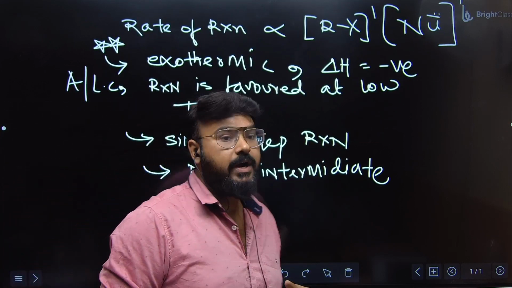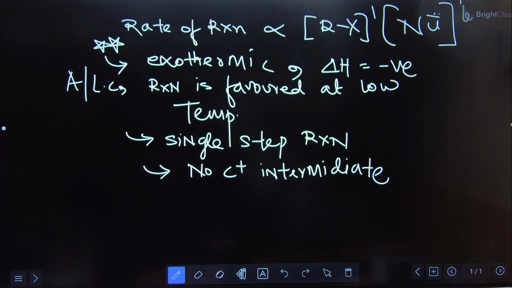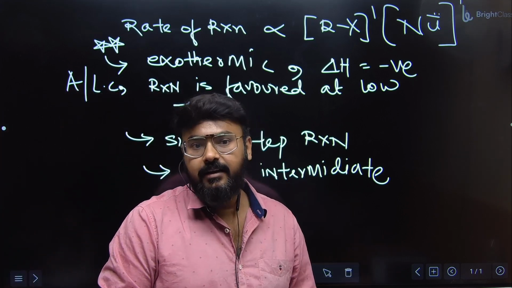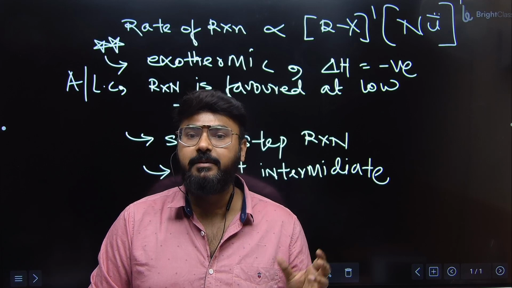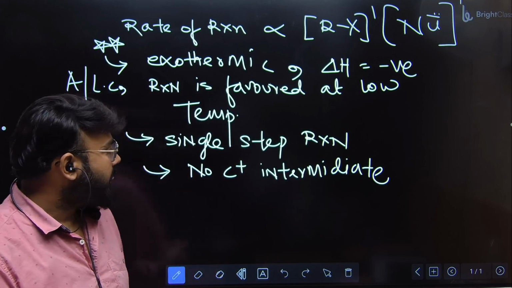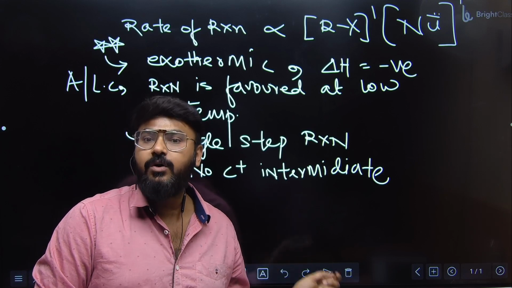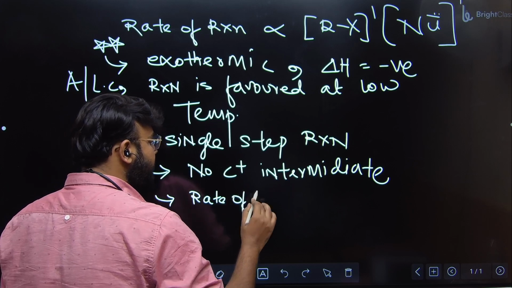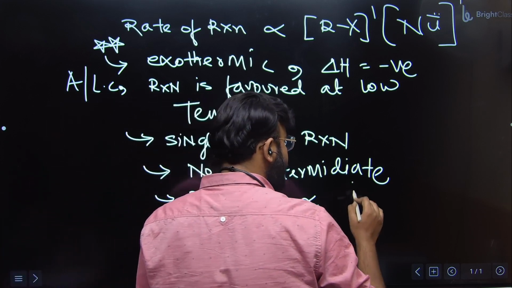Now you might wonder, then what will be the driving factor? Because in SN1, it was the stability of the carbocation: 3 degree, 2 degree, and 1 degree. But what would be the factor in this case? So write it down: steric hindrance. The rate of reaction is inversely proportional to the steric hindrance.